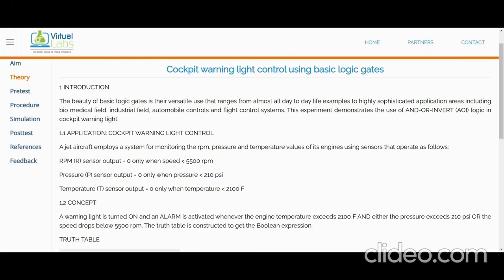So RPM sensor means revolutions per minute. It tells how many times the engine shaft spins in 1 minute, just like counting how many times a fan rotates. And next is the pressure sensor. It measures the fuel or oil pressure inside the engine, just like checking blood pressure in our body. It is measured in psi, which is pounds per square inch. It tells us how much force is applied on 1 square inch of an area. Next is the temperature sensor. It measures the engine heat, just like a thermometer checks our body temperature, and it is measured in Fahrenheit.